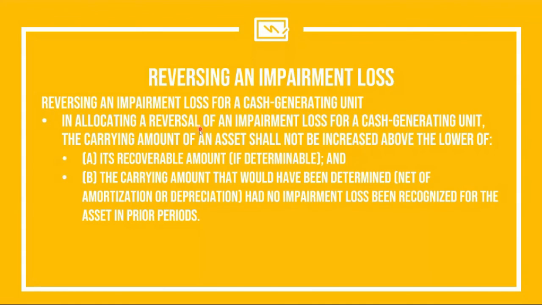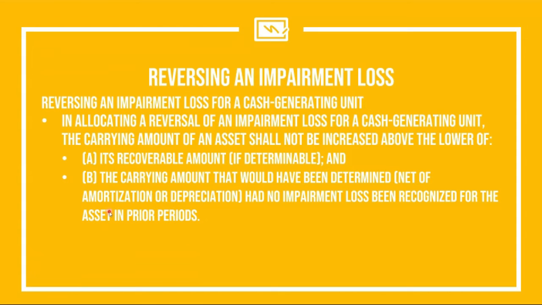Okay, in allocating a reversal of impairment loss for a cash generating unit, the carrying amount of an asset shall not be increased above the lower of its recoverable amount and the carrying amount that would have been determined, net of amortization or depreciation, had no impairment loss been recognized for the asset in prior periods. Okay? So the allocation of the reversal shall not be increased above the lower of the two items. So similar to when we were allocating impairment loss, the reversal also is on the same basis.